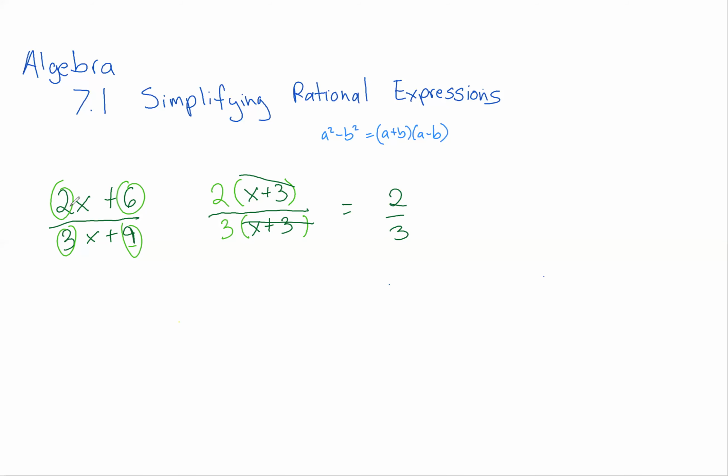So 2x plus 6, we can factor out a 2 from each of those terms. And then over 3x plus 9, again, we can factor a 3 out of each of those terms. We're left with something in common. That means it equals 1. And so our answer for this is 2 over 3.